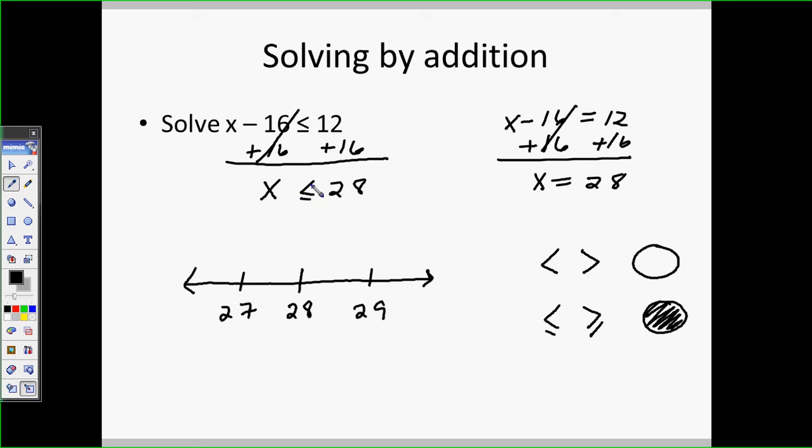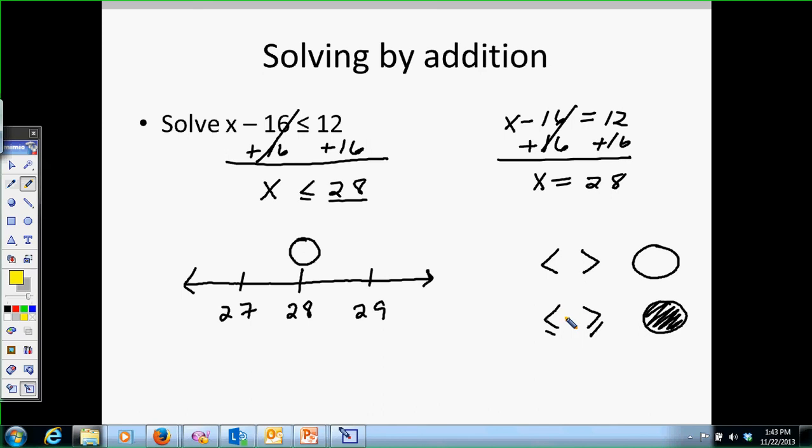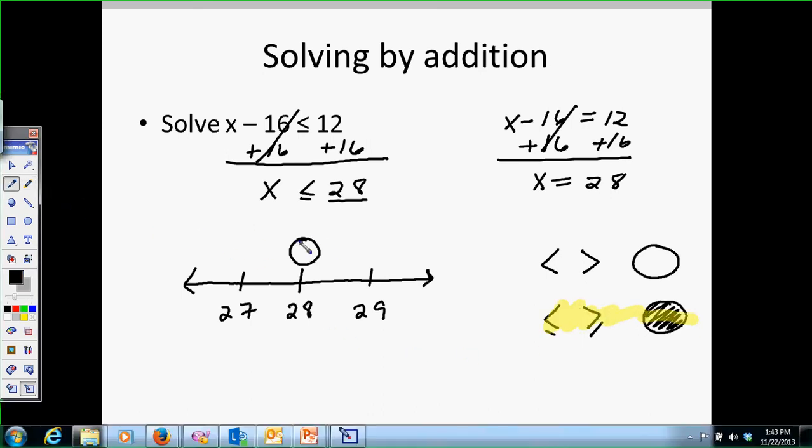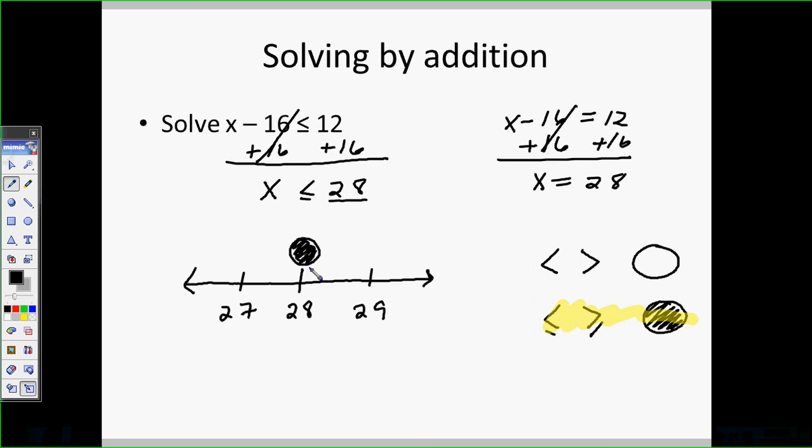Here we have less than or equal to, so we're talking about the number 28. So my circle goes above the number 28. I have the or equal to, as I showed you here. You have to have a filled in circle. X is less than, so my arrow for the graph goes this way.